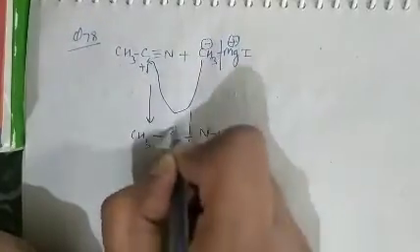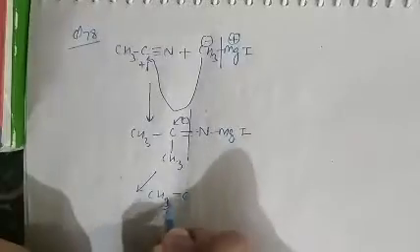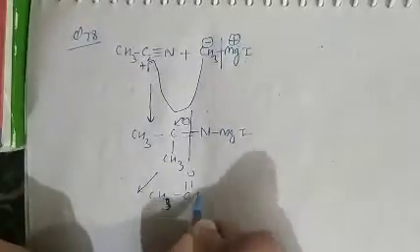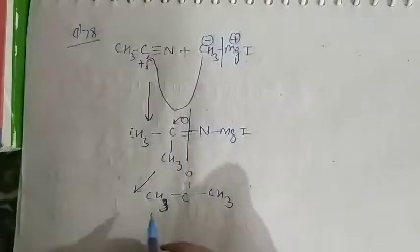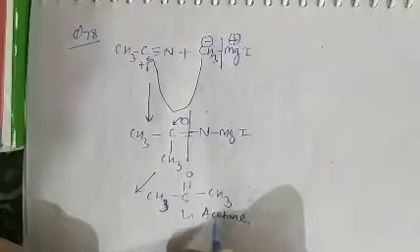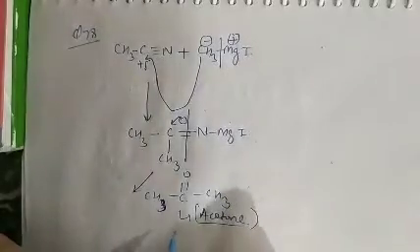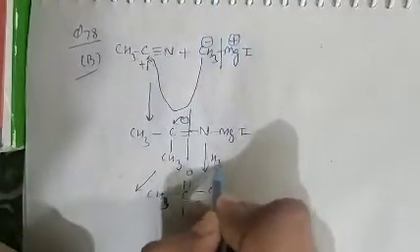Now the bond will break from this position, and oxygen is attached to the carbon carrying the double bond. So one product formed will be CH3C(=O)CH3. So for question number 78, this compound is called acetone or a ketone. So question number 78, option B is correct. On hydrolysis it gives this one.